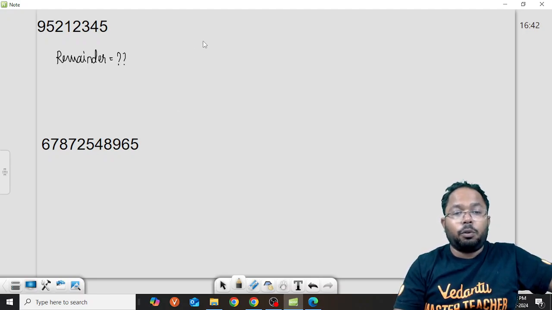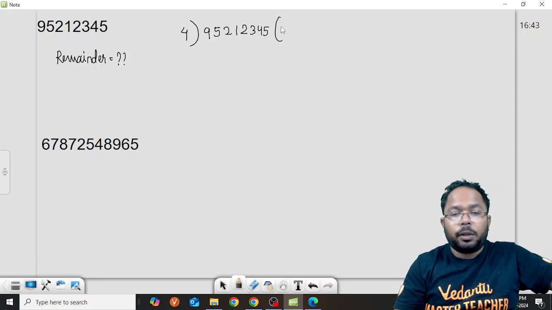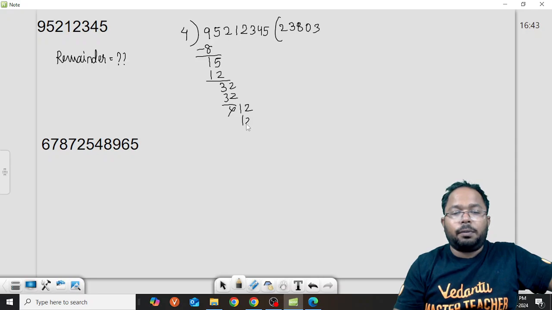Now, of course, to find the actual remainder, the main, authentic process, what we do is actually divide it. 4 into 2 is 8. We get a 15. 4 into 3 is 12. 32. 4 8s are 32. So then we drop 1 here. We put a 0 to get a 12. 4 into 3 is 12.